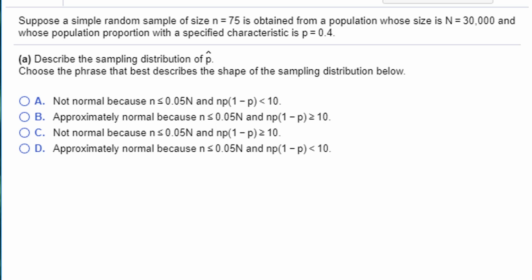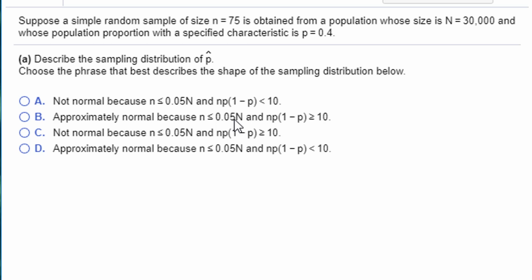Suppose a simple random sample of size 75 is obtained from a population whose size is 30,000 and whose population proportion with specified characteristic is 0.4. Sampling distribution, you can check this. It's going to be approximately normal. I know for sure I'm not sampling more than 5% of the population; 75 is definitely not more than 5% of 30,000.